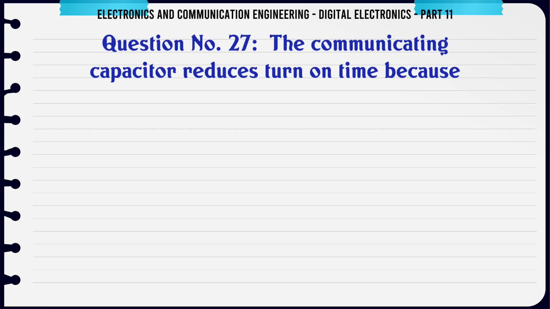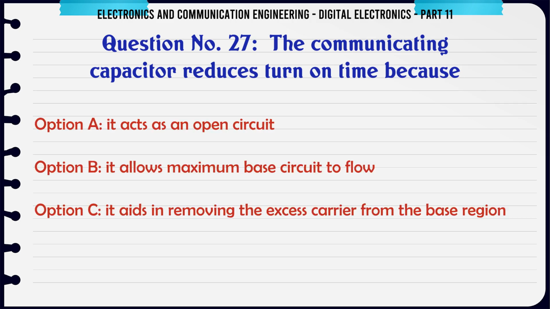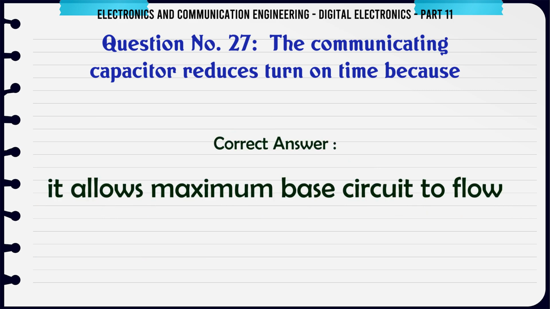The communicating capacitor reduces turn-on time because A. It acts as an open circuit, B. It allows maximum base current to flow, C. It aids in removing the excess carrier from the base region, D. None of these. The correct answer is it allows maximum base current to flow.